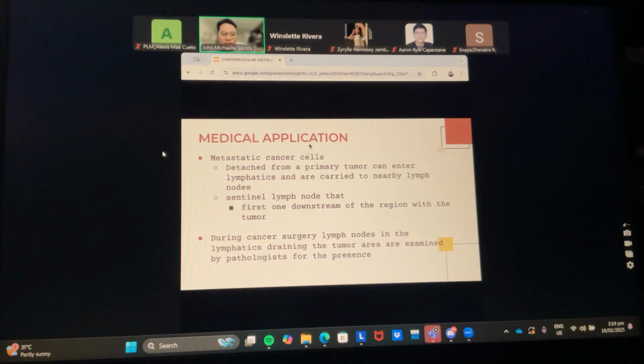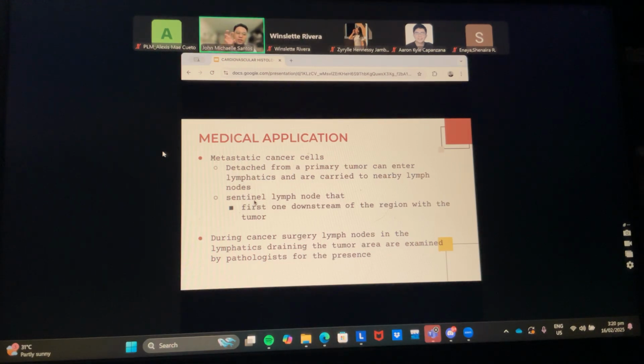Another medical application ng mga lymph nodes mo is your metastatic cancer cells. Bakit? Kasi nga, when you say metastasis, yung cancer mo, kumalat na. Paano sila nakakakalat? Via your lymphatic vessels. Okay, from one lymph node to another lymph node, ganun sila kumakalat. Kaya nga, doon sa TNM staging natin, kapag may involvement na yung cancer sa lymph node, it can be a sign na progressive na yung cancer or nasa higher stages na siya. Okay, so your metastatic cancer cells detach from the primary tumor and can enter the lymphatics and are carried to nearby lymph nodes.